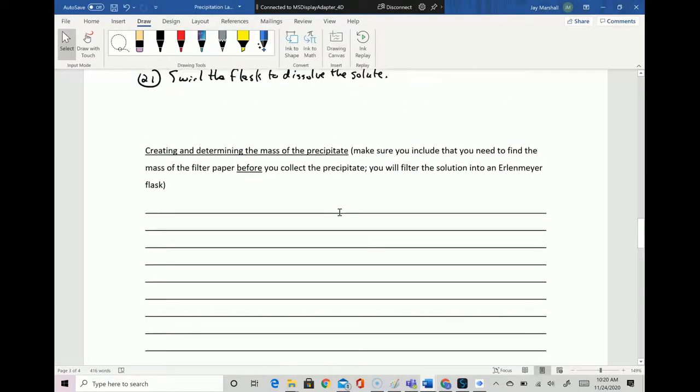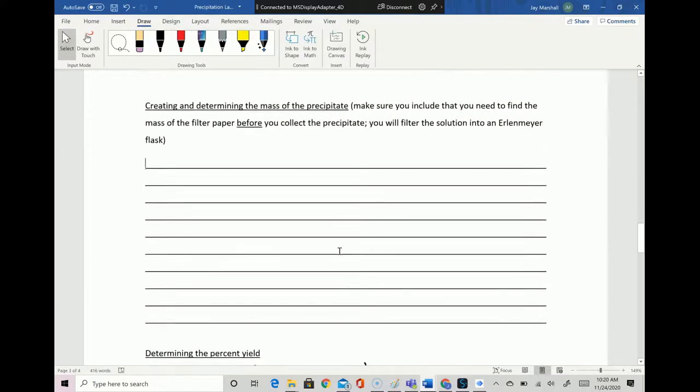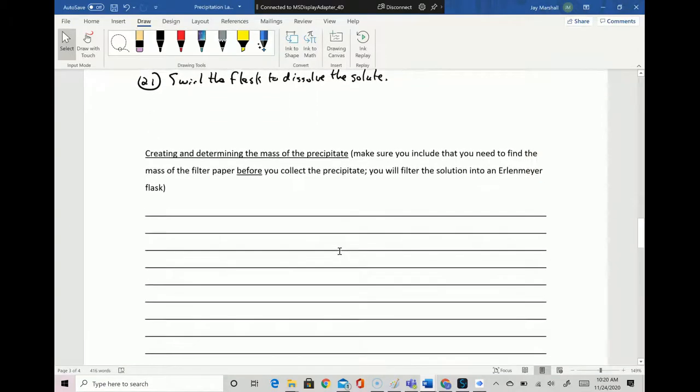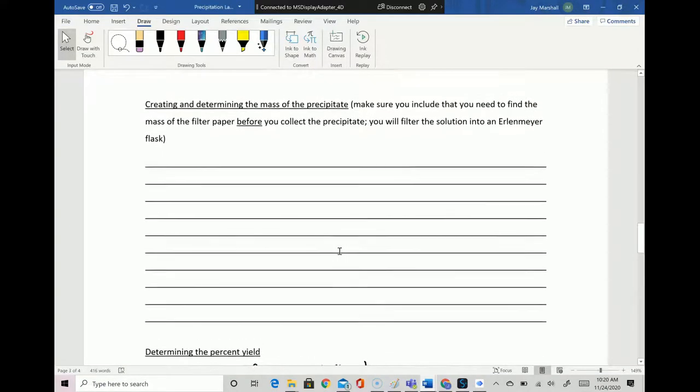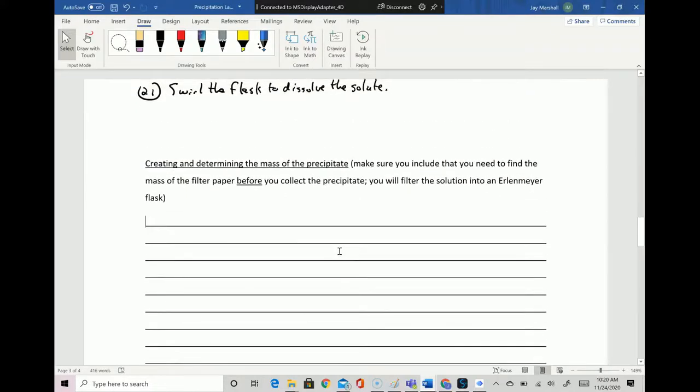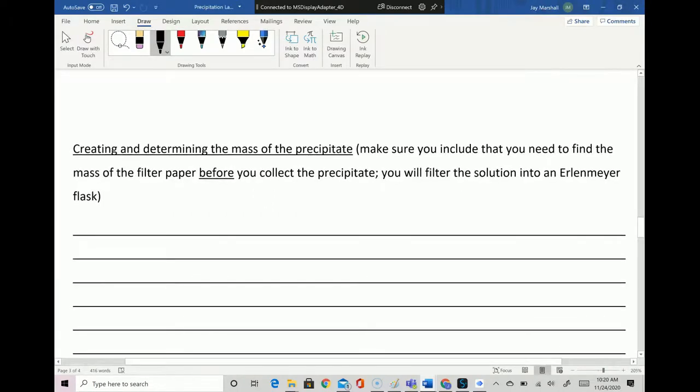So now we need to create the precipitate. And how do we do that? Well, it says make sure you got enough paper, so. Okay? Not yet, is it? Because that's when she starts filtering.